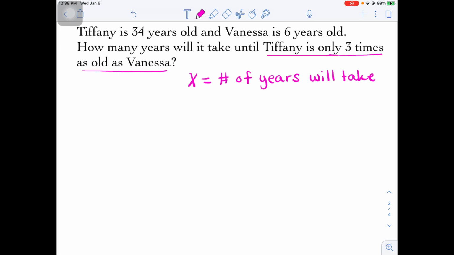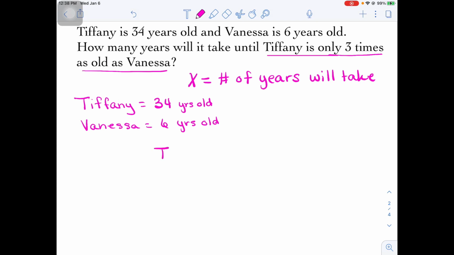So now let's talk about what else we know. We know that Tiffany is 34 years old. And we know that Vanessa is 6 years old. All right, so that's all the information we know right now. So now we've got to look a little bit deeper into how to set up our equation. So it says, how many years will it take until Tiffany is only 3 times as old as Vanessa? All right, so we're comparing Tiffany on one side of our equation to Vanessa.